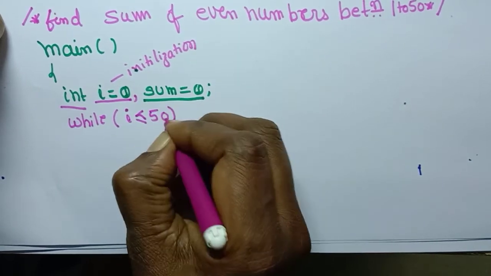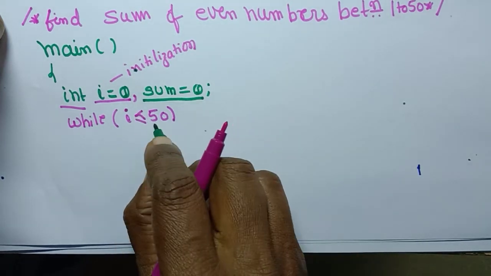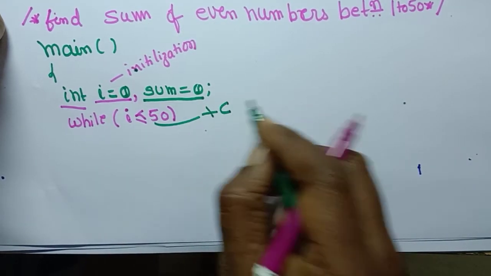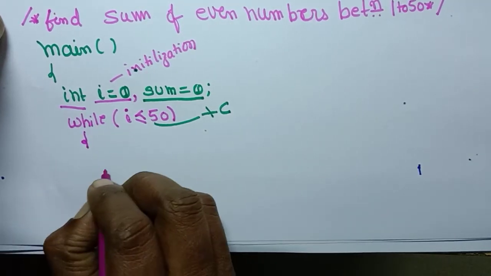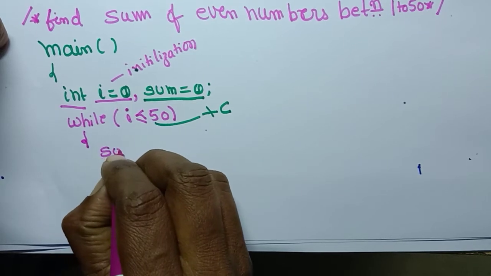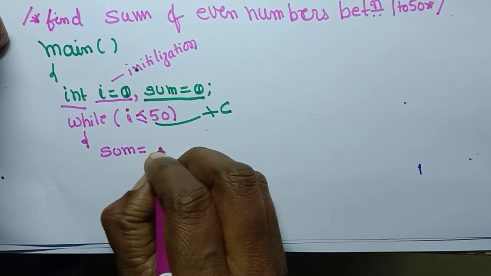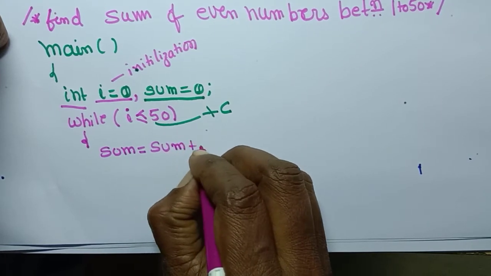This is called the test condition. Okay, this is called your test condition. So, opening brace. In the opening brace, what I am adding: sum is equal to sum plus i.